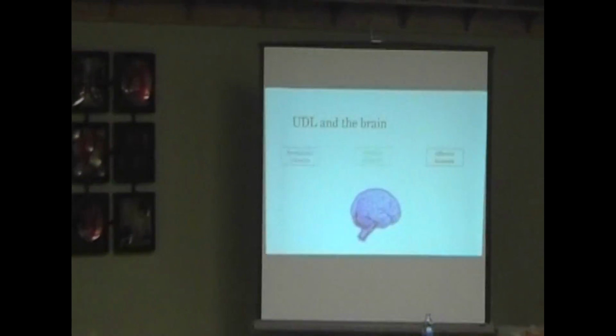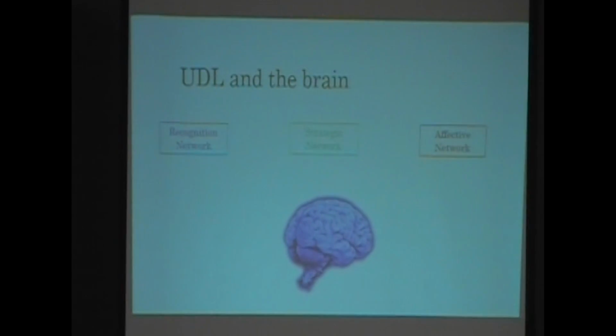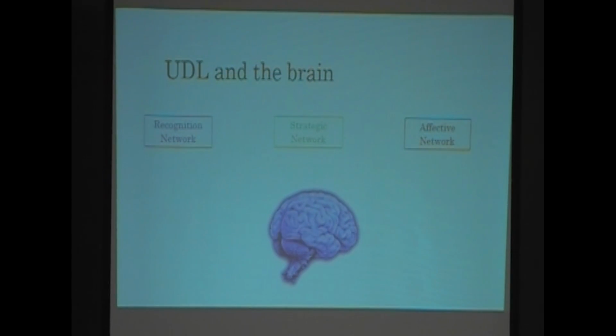All right, so this is how the brain works and the research that this is based on. The brain has three different networks: the recognition network, the strategic network, and the affective network. And those three things are going on in your brain all the time. The recognition network deals with what you are learning. Do I know what I am learning? Do I know what the content is?